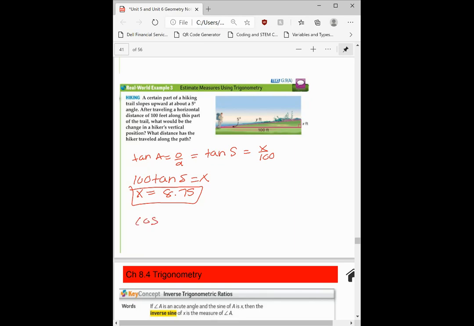Y would be cosine of 5. Let me write out the definition. So cosine of A is equal to A over H. So this is cosine of 5 is equal to 100 over y. So if we multiply both sides by y and then divide by cosine of 5, we have y is equal to 100 over cosine of 5. If you type that into your calculator, you get about 100.38. Okay.